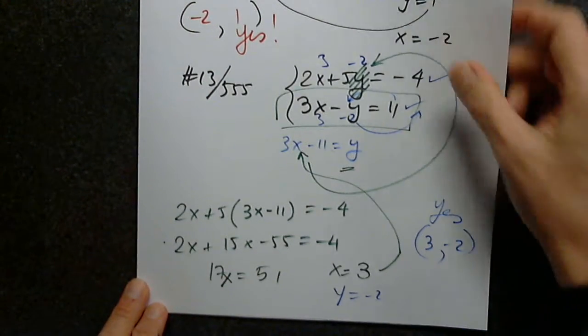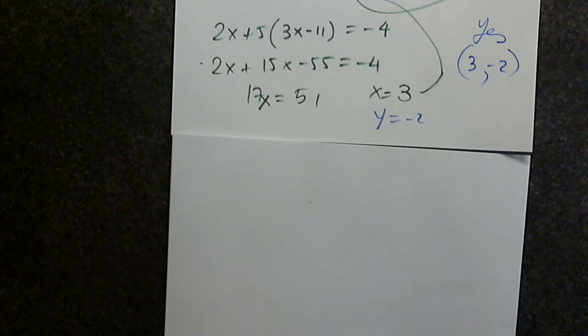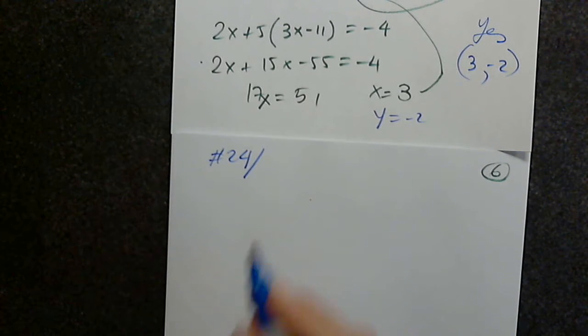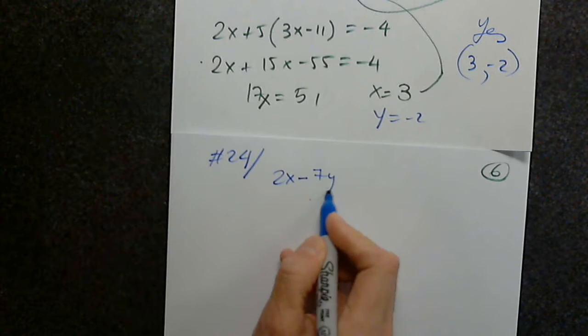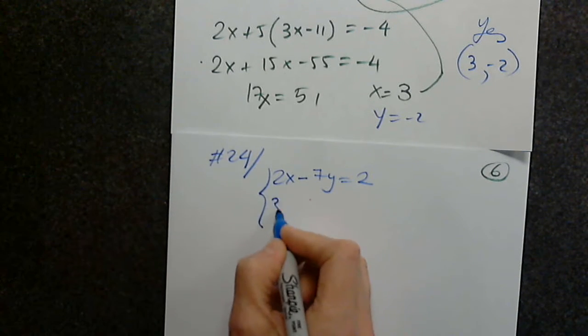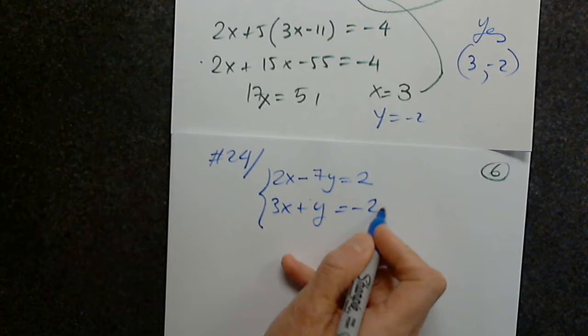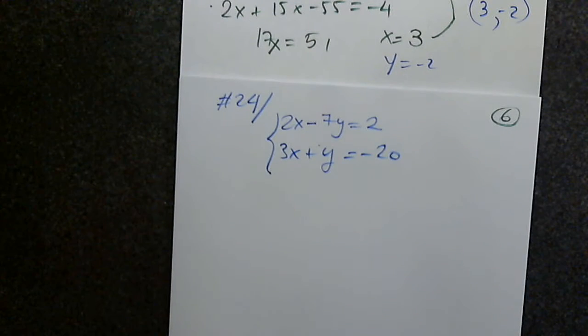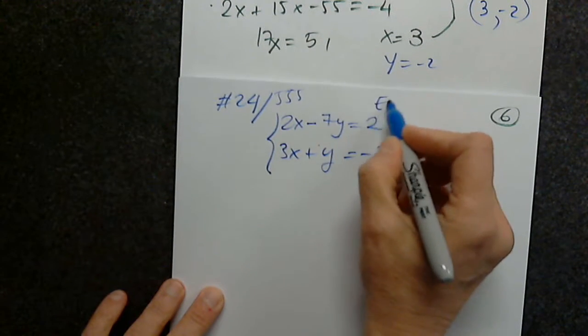We do have the method of elimination, which I personally prefer. I think it's most of the time more useful and easier, but not always, of course. Okay, ready? Let's start with 24. Do an elimination. So 2x minus 7y equals 2, and 3x plus y equals -20. It's the same page, 555.